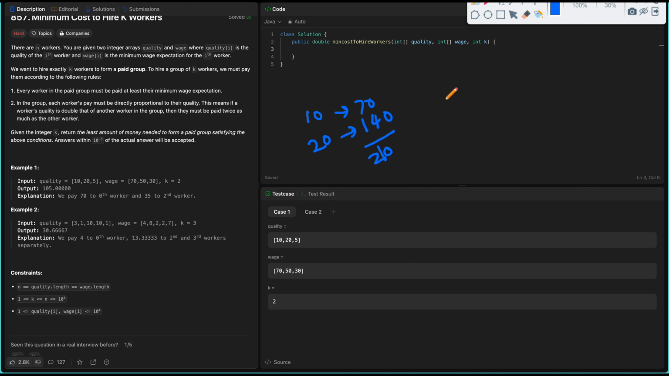Another group could have been where we choose worker 1 and worker 2. In this case, worker 2 is getting 30 from the wage, right, for the quality of 5. Now worker 1 has quality 20, which is 4 times the quality of worker 2, so we have to pay 4 times the price. This is 120, even though the minimum required for them was just 50, right? And we will be paying 150 in total. And now we can see that 105 is actually the minimum.